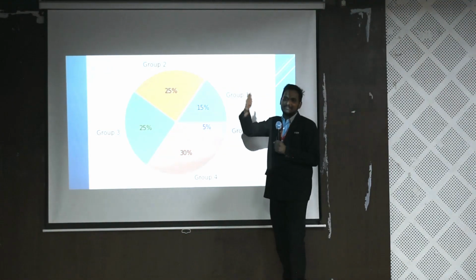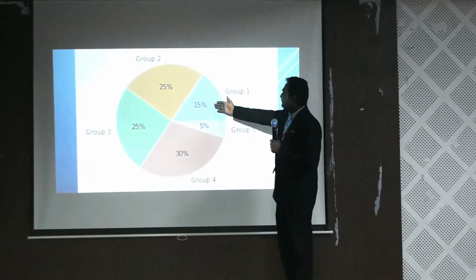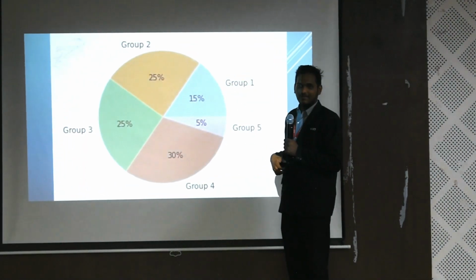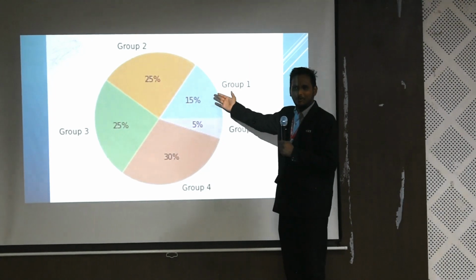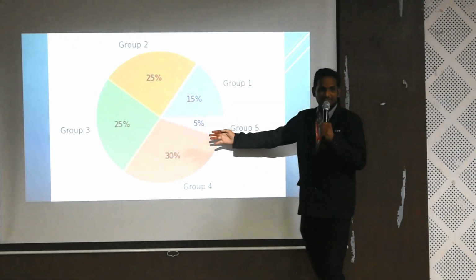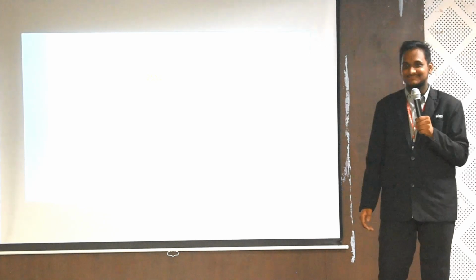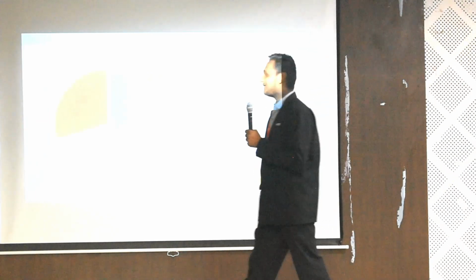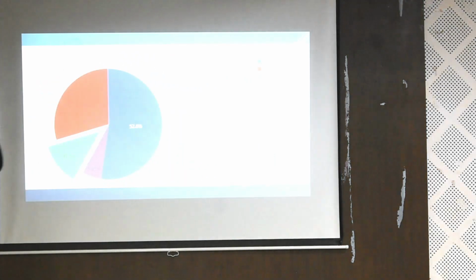Here, if the strength is 1600, okay? We can calculate, no? Group 1 how much, Group 2 how much, Group 3 how much, Group 4 how much. Yes or no? So which is easy, pie chart or graphs? Again I am asking. Pie chart. Okay, show once a bar graph. Any one graph.